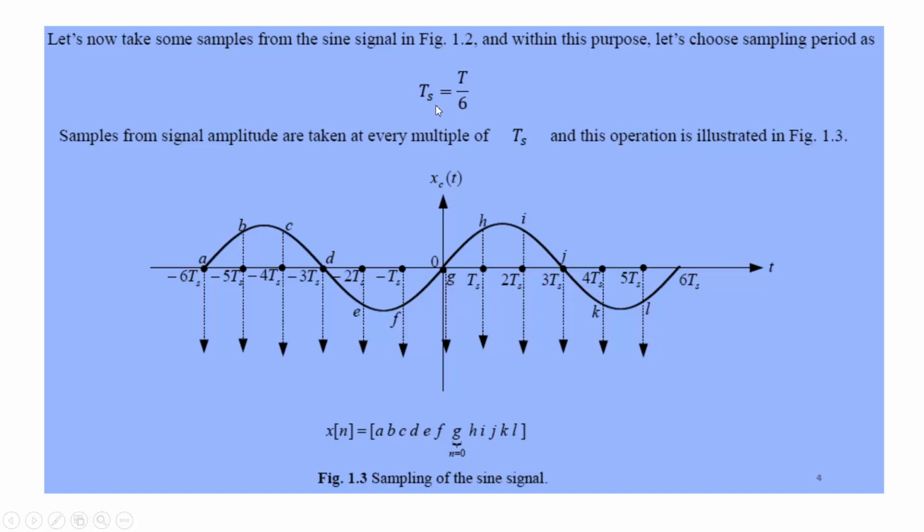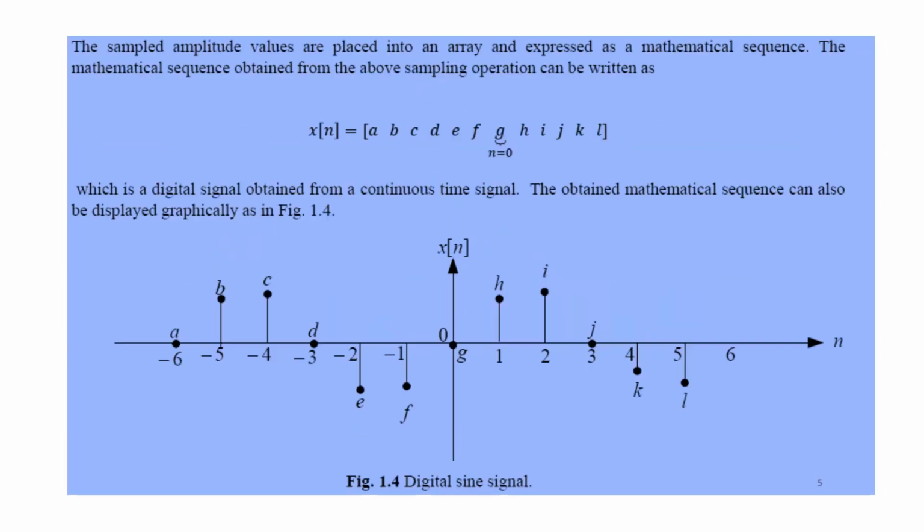That is the importance of this sampling period. So x[n] will be a discrete sequence, right? If you consider from this point, a, b, c, d, e, f and g is my origin. So x[n] becomes a discrete sequence, which represents the sampling of the sine signal.